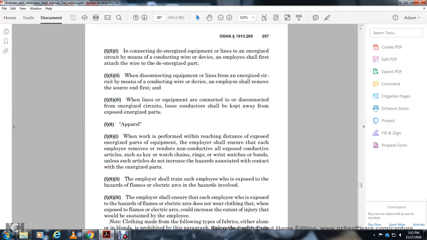When the lines and equipment connect with the disconnect with the energized circle, the conductor shall be kept away from the energized exposed energized parts. Apparel when working within reaching distance of exposed energized parts of the equipment.